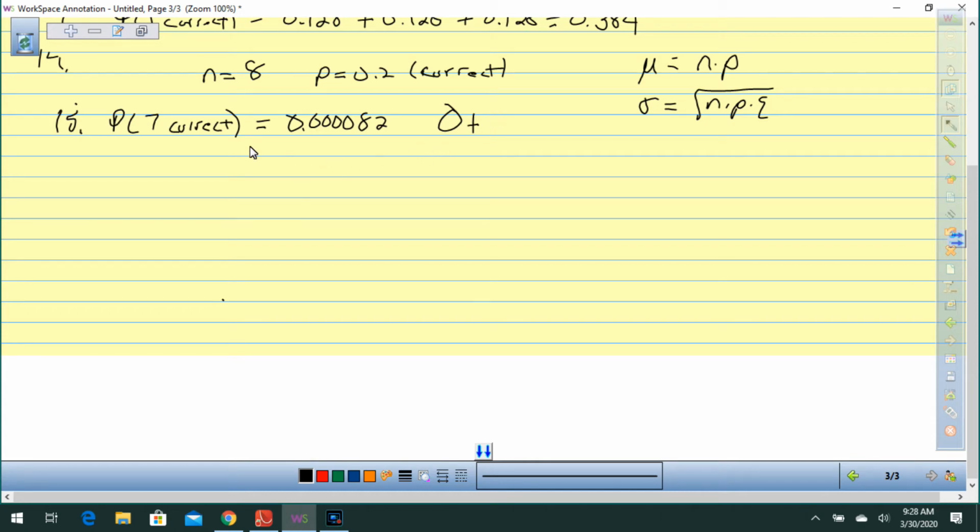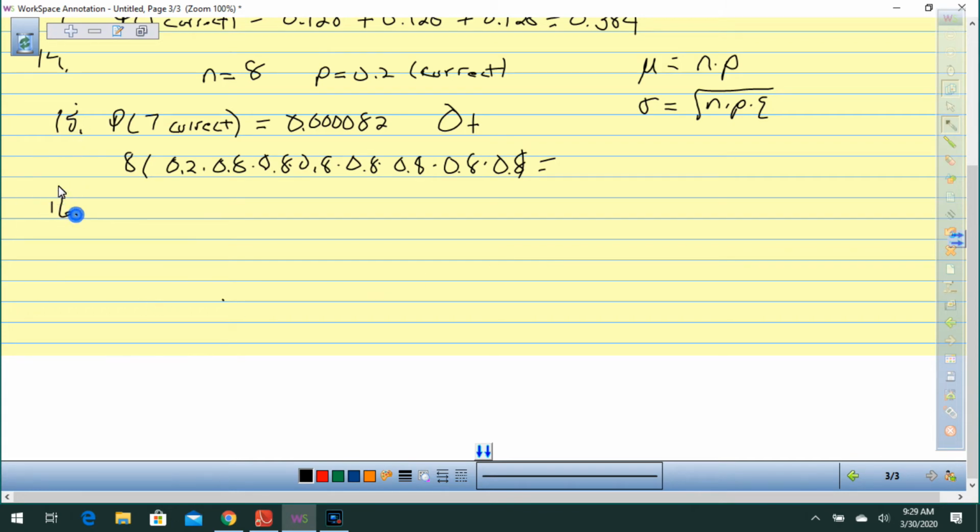And you would probably do that as that right there. Okay. And just to show you, one correct would be 0.2 times and then 0.8, and we would multiply all those up, and then we would multiply that 8 times, and it would give you the same answer. Okay.